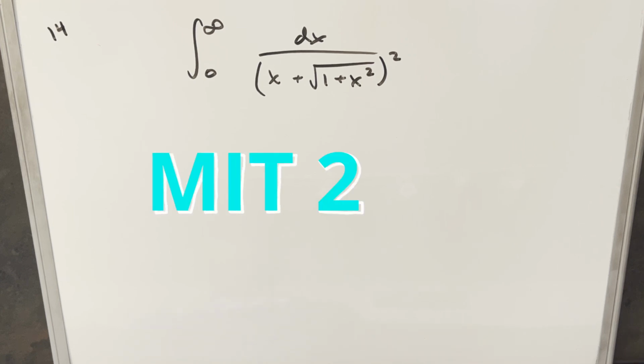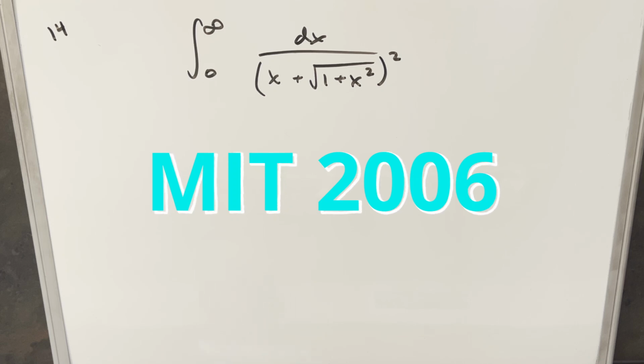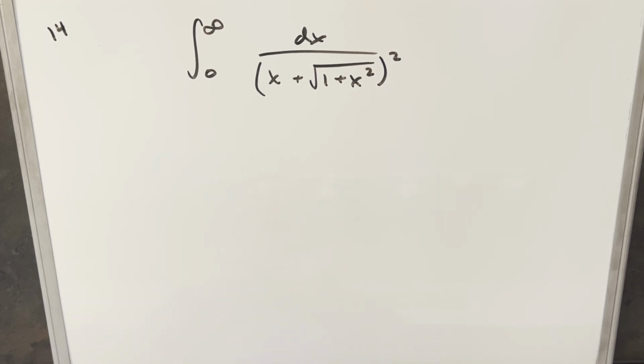Okay, we've retained another integral. This one's from the MIT Integration Bee 2006, problem 14. We've got the integral from 0 to infinity of 1 over (x plus square root of 1 plus x squared) all squared dx. I just did this one recently with a different method.